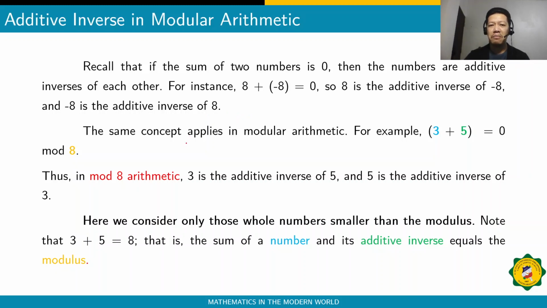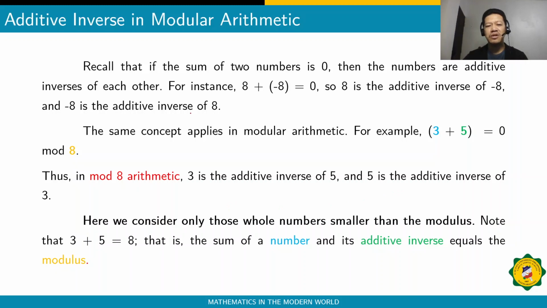But how about in the modular arithmetic? The same concept applies in modular arithmetic. For example, if you add 3 plus 5, that gives you 0 modulo 8. So that's in modulo 8 arithmetic. If we use modulo 8, actually you can have any integer for that. Modulo 5, modulo 3, modulo 7, modulo 6. So in this example, modulo 8. So 3 is the additive inverse of 5, and 5 is the additive inverse of 3.